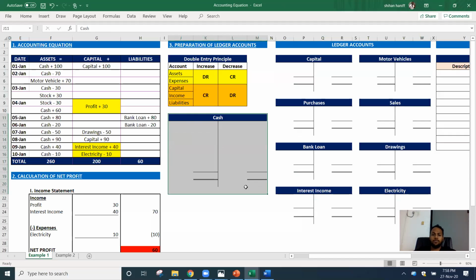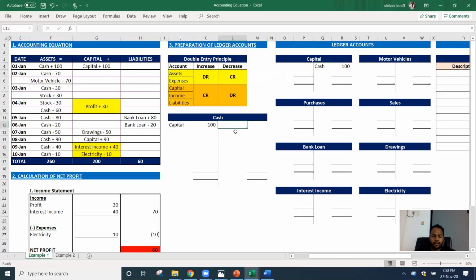You can continue. First transaction, the owner invests capital. Cash will increase. Cash increase is debit. The description will be capital. Cash account debit, capital account credit 100. Cash account debit, capital account credit.